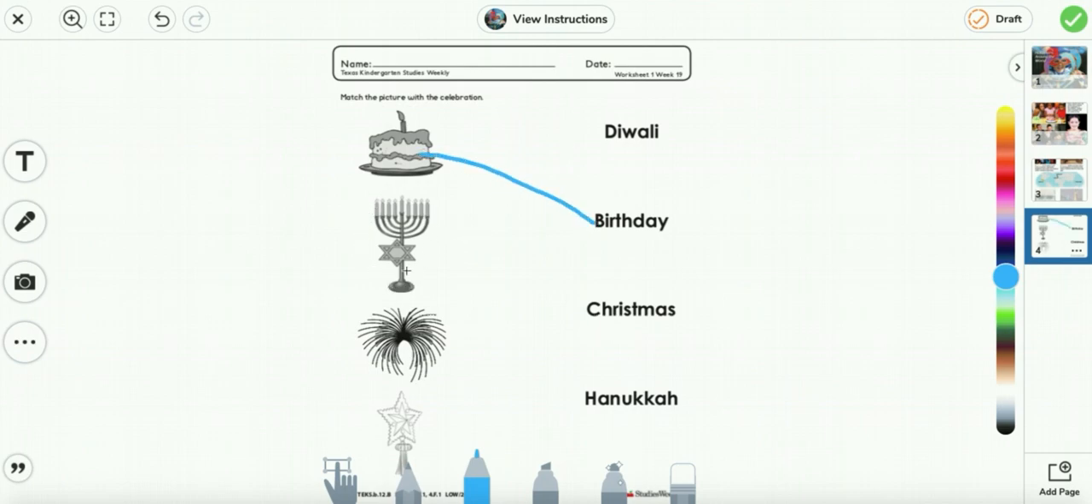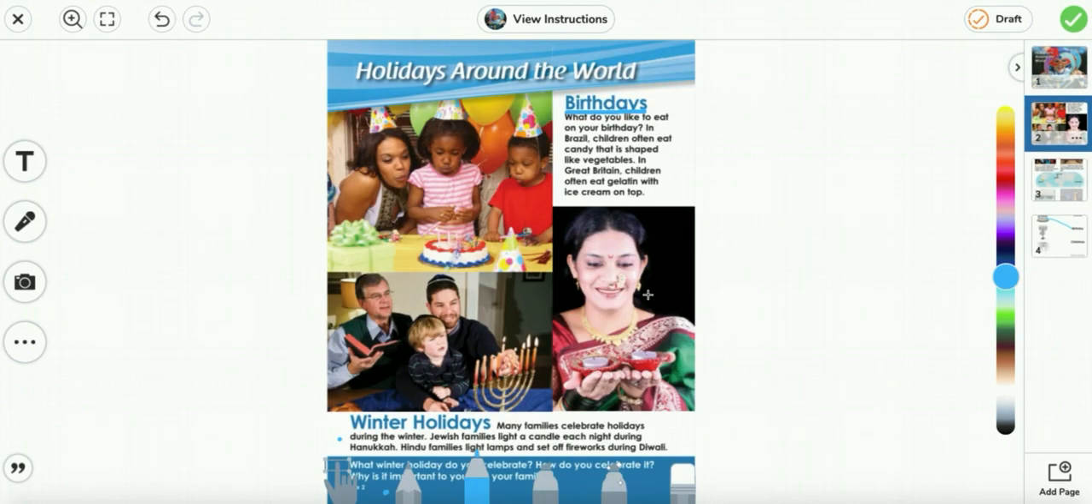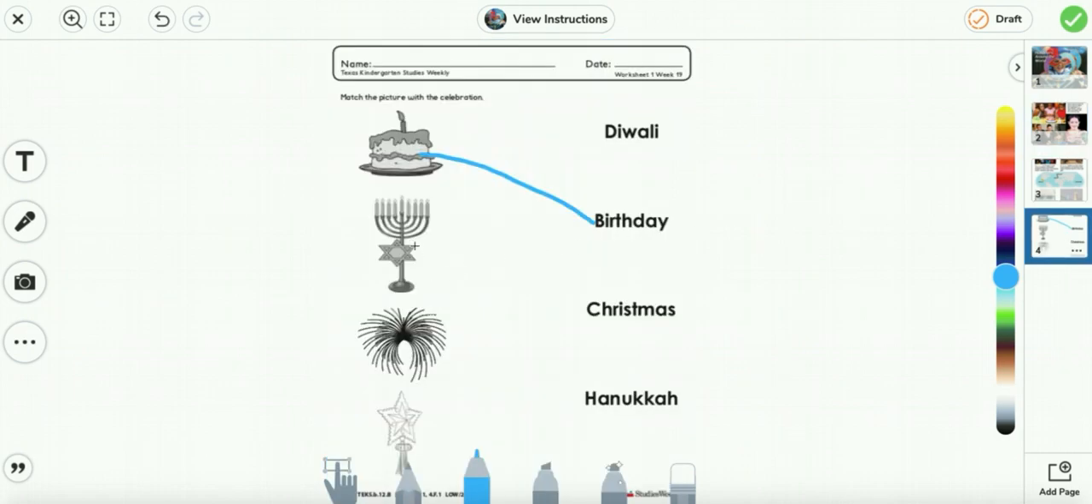Next we have this. Which celebration do we use this? Is it Diwali, Christmas, or Hanukkah? If we go back to the story, it tells us here, Jewish families light a candle each night during Hanukkah. And we have a picture here of them lighting the candles. So we know that this matches with Hanukkah.